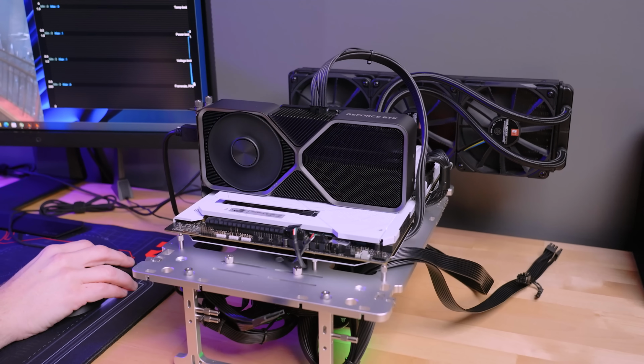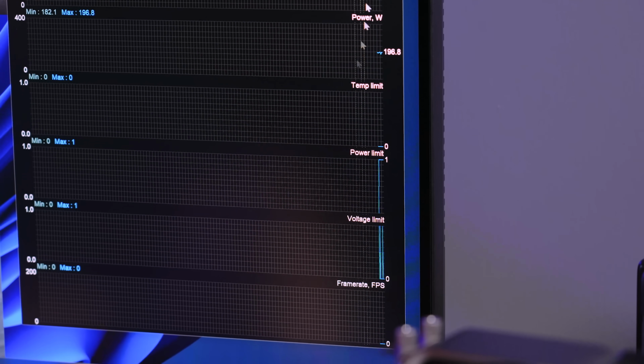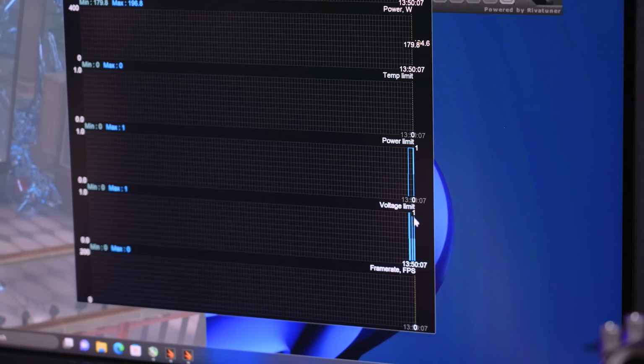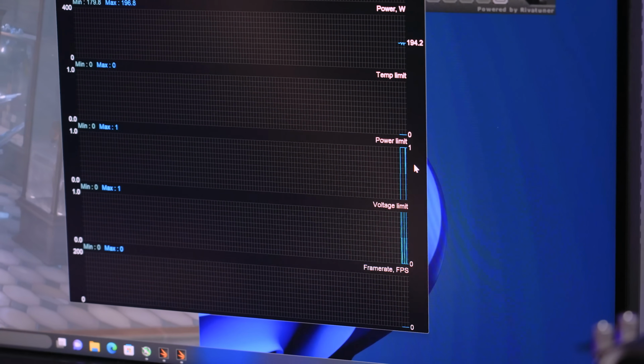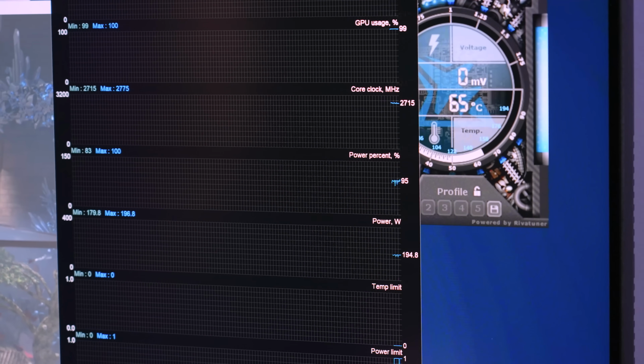But look at this, we are power limit on one. We do hit voltage limit momentarily. Let me move this over so it's a little easier on Phil. We do hit voltage limit momentarily, but it kind of trades back and forth. When it's not power limit, it's voltage limit and then back. And you can see our core clock is starting to drop a little bit. That's because our temperature is starting to climb.